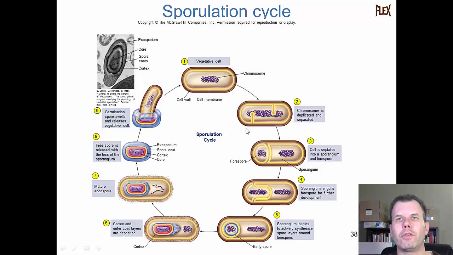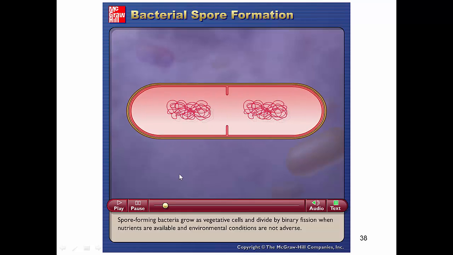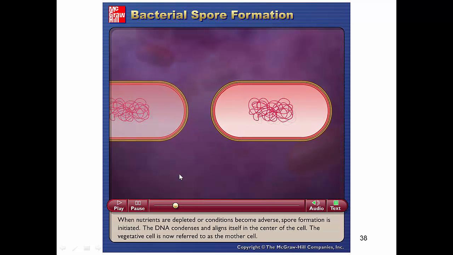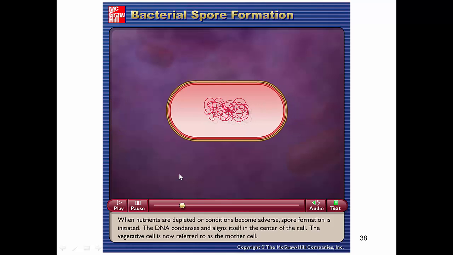Spore-forming bacteria grow as vegetative cells and divide by binary fission when nutrients are available and environmental conditions are not adverse. When nutrients are depleted or conditions become adverse, spore formation is initiated. The DNA condenses and aligns itself in the center of the cell. The vegetative cell is now referred to as the mother cell.